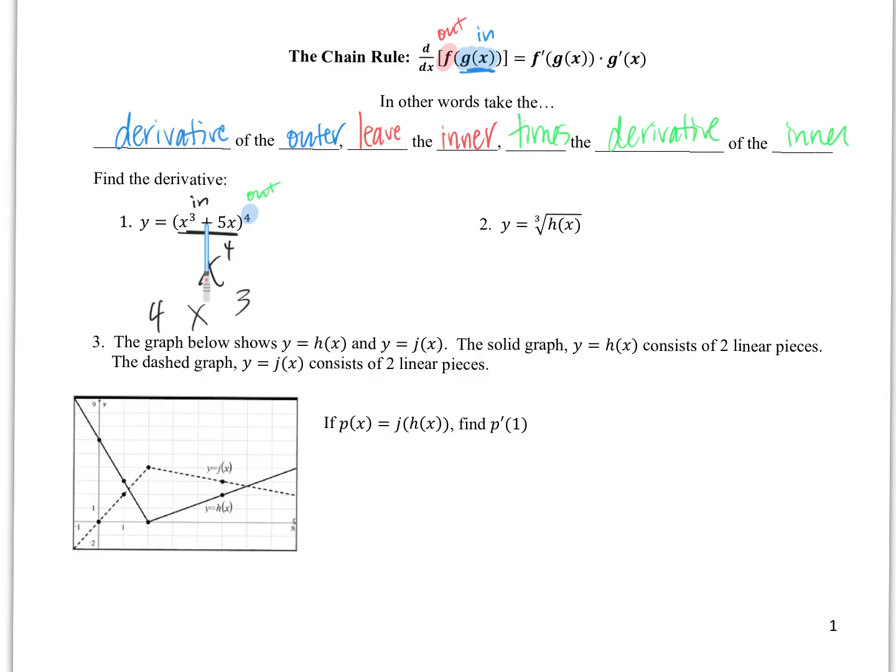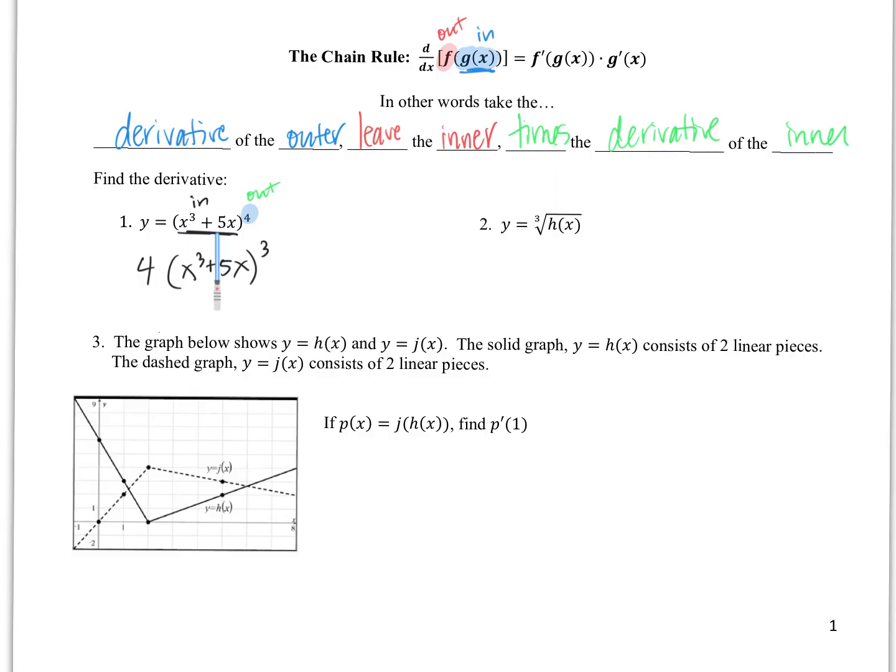So to take the derivative of this thing, it says take the derivative of the outer, it's going to be 4 something to the 3rd, and that something is just going to be that inner. That inner stays. So Elliot said take the derivative of the outer, so I'm going to say 4 something to the 3rd. That right there is the derivative of the outer. And he said leave the inner. So I'm going to leave that as an x cubed plus 5x.